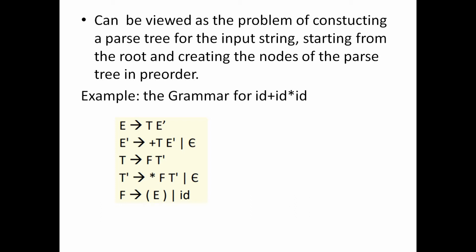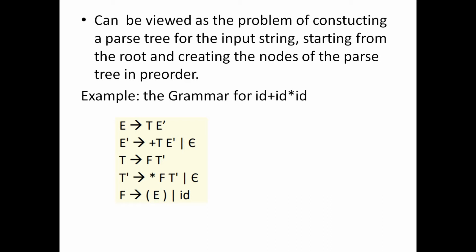In top-down parsing, we start from the root and create the nodes of the parse tree in preorder. Generally, when you are constructing a tree, you may get different types of orders, like preorder, inorder, and postorder. Here in top-down parsing, we construct the parse tree with the help of preorder.